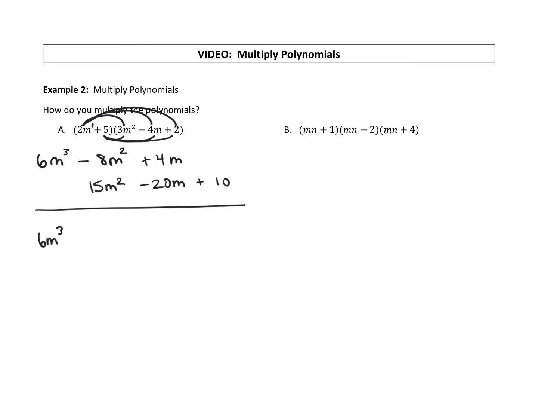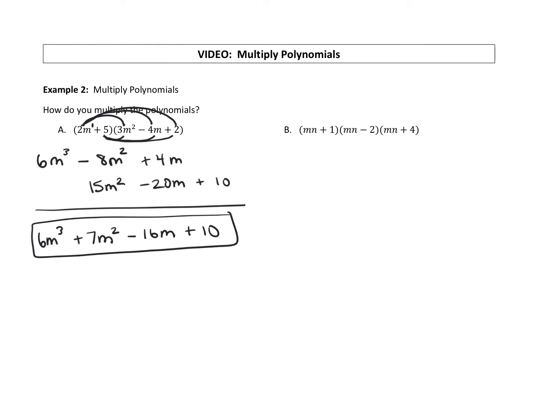So be careful on these. We're no longer multiplying. Your exponents are not going to change. This is going to remain an m squared. We're just going to add or subtract the coefficients. So negative 8 plus 15 is a positive 7, and the m squared just tags along. It does not change. 4m plus a negative 20m, or 4 minus 20, however you want to see it, is a negative 16m, and that plus 10 does not have another constant to combine with, so here we have our final answer.